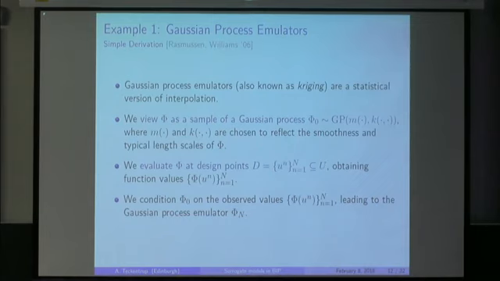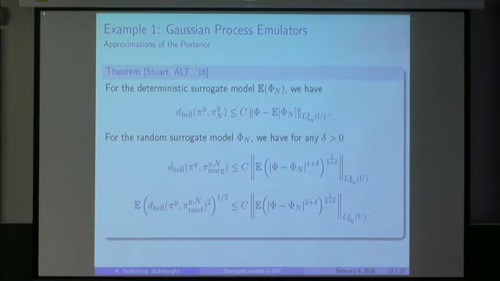Okay, so the result is then the following. So this is then the application of the general theory that I showed before to particularly Gaussian process emulators. So if you consider just using the mean of the Gaussian process emulator as your surrogate model, that's a deterministic surrogate model, you can then show that the error between the true posterior and your approximate posterior can be bounded by this norm. So then you have the difference between your true function phi and the mean of the Gaussian process emulator in the L2 norm.